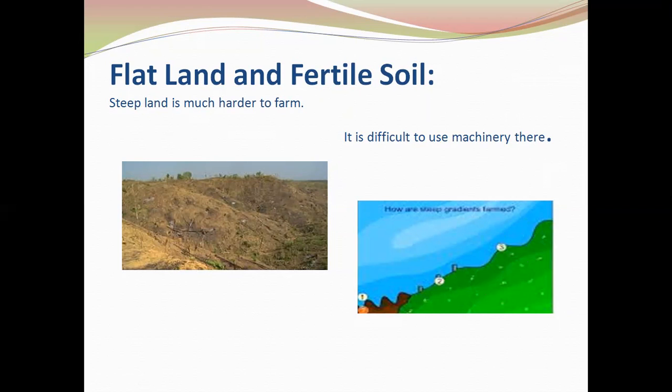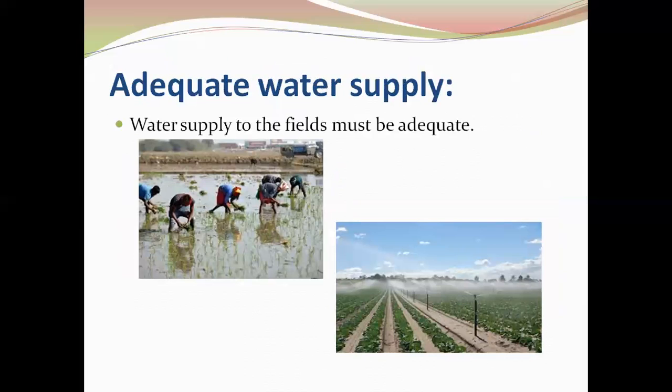River banks and flat plains are the most suitable areas for agriculture, because they have the most fertile soil. In Pakistan, the plains of Sindh and the Punjab are the most suitable areas for agriculture. Okay, next is adequate water supply.